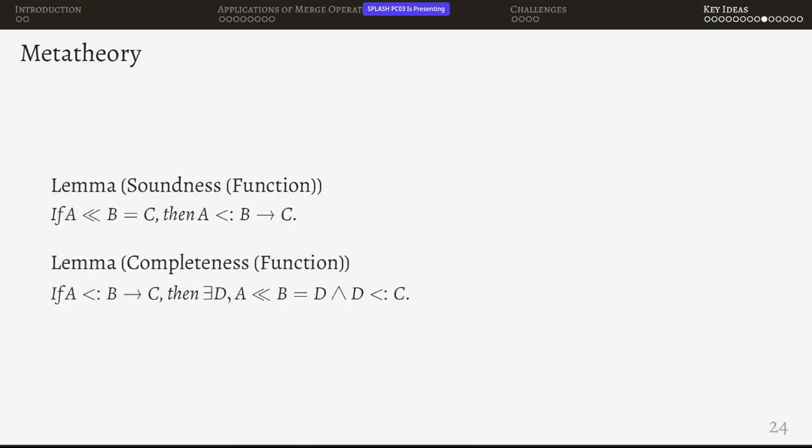So we can further prove that our applicative subtyping is sound and complete with respect to the normal subtyping, which is: if we have A and the argument B, and we compute out the type C, then A is smaller than B to C. For the completeness lemma, if we have the subtyping case A is smaller than B to C, then we can always compute a result type D, and D is a subtype of C.